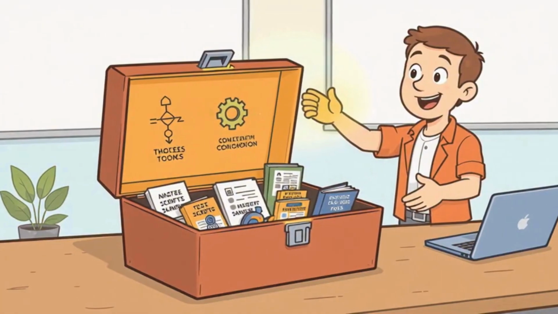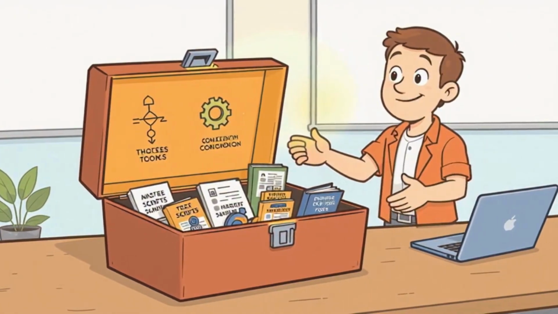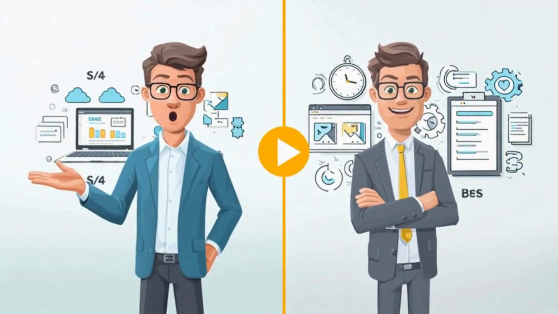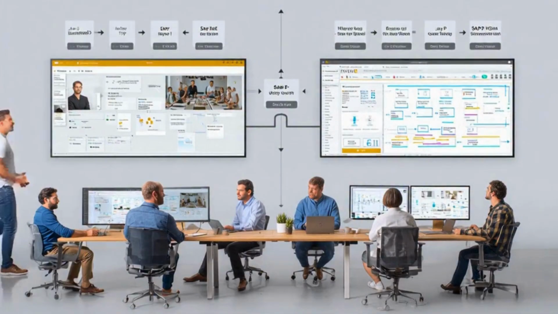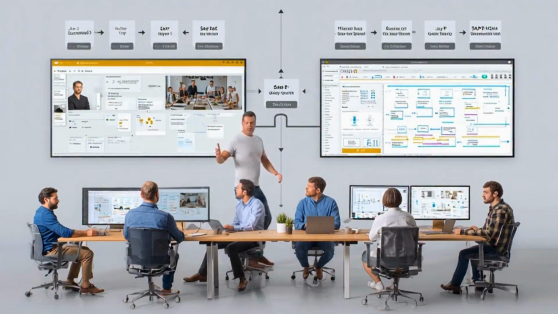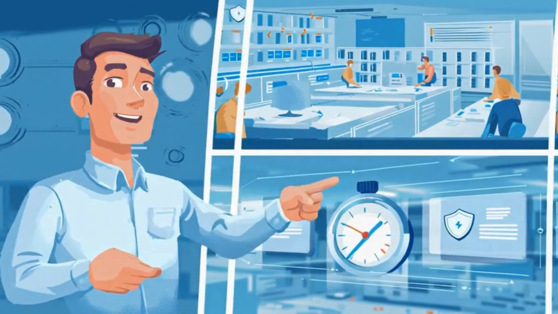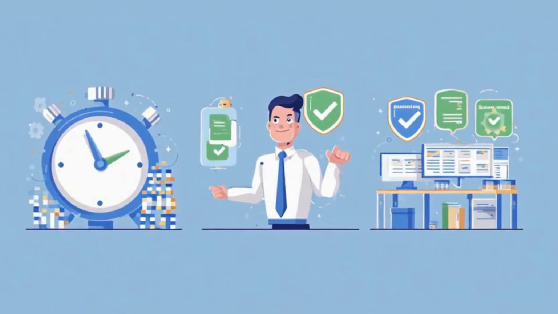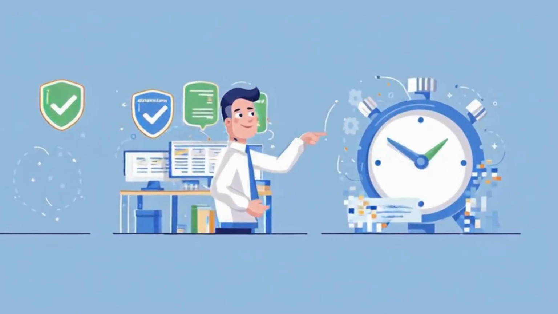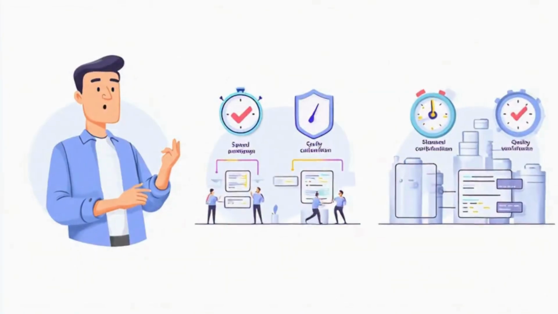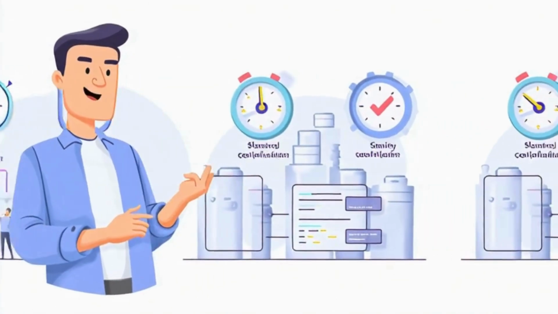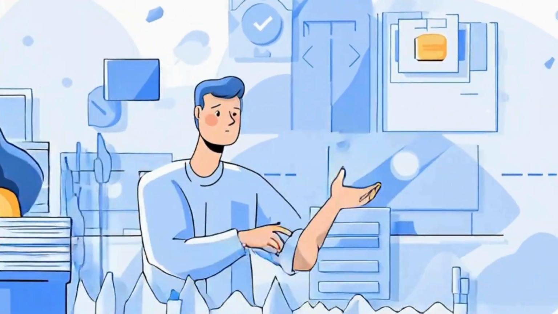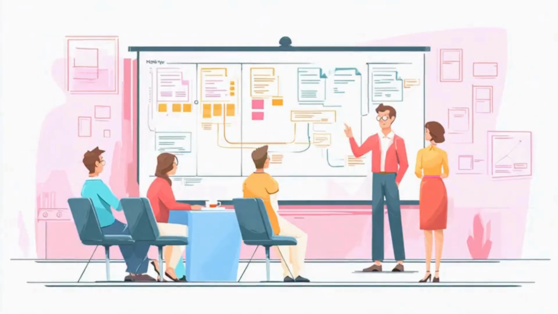So rather than spending months in workshops just to define how the system should behave, the project team can immediately demonstrate what the standard SAP process looks like and then simply adjust it where needed. This brings three major benefits. Speed: projects start faster because most of the configuration is already in place. Quality: processes are built from SAP's global experience, minimizing errors. And standardization: reduces unnecessary customization, keeping the system clean, stable, and upgrade-friendly.